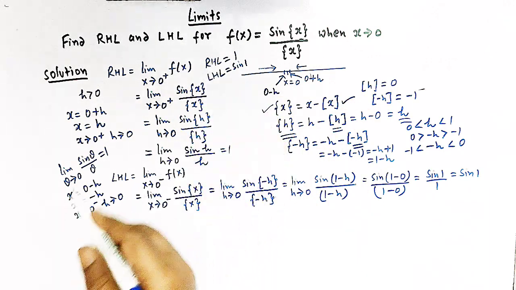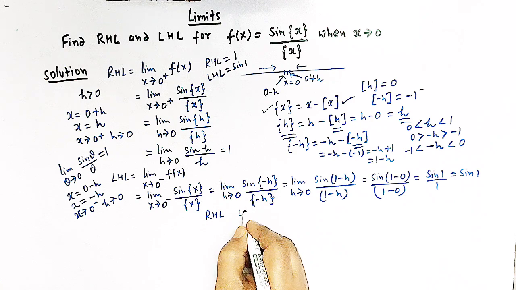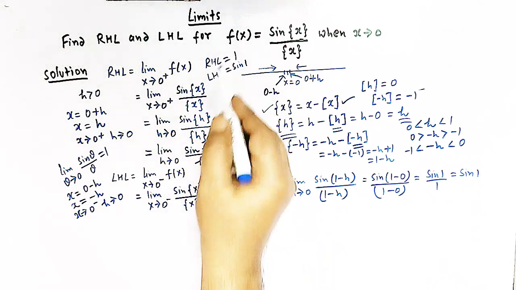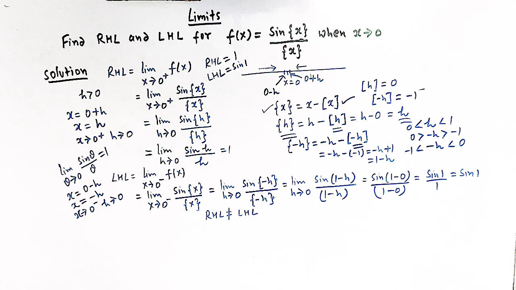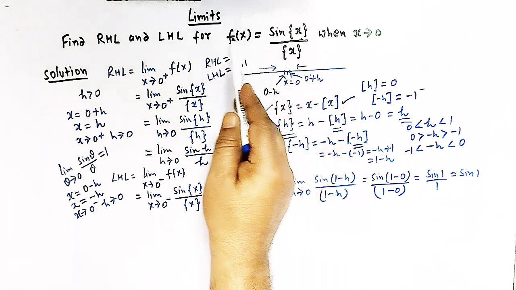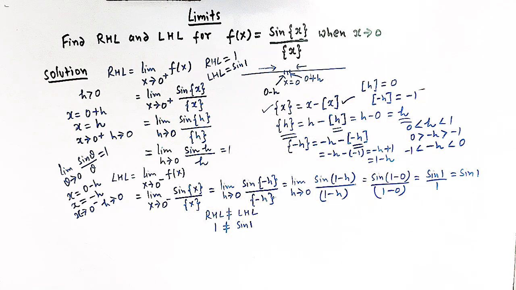So here we have now arrived at the conclusion that the right hand limit and the left hand limit both exist, and they are finite, but they are not equal to each other, right? That is, 1 is not equal to sine 1, right? So we can claim that the limit of this function f of x when x tends to 0 does not exist.